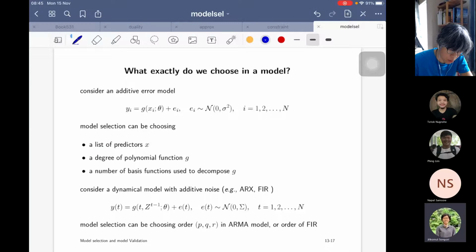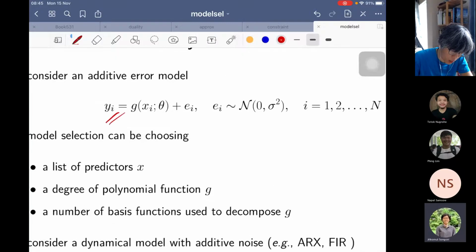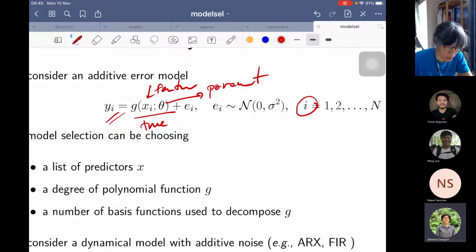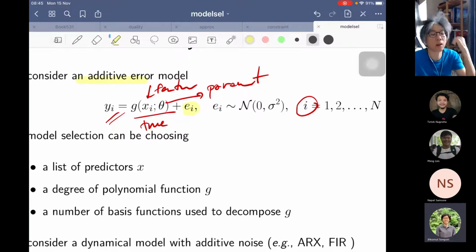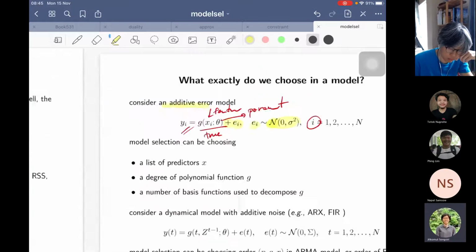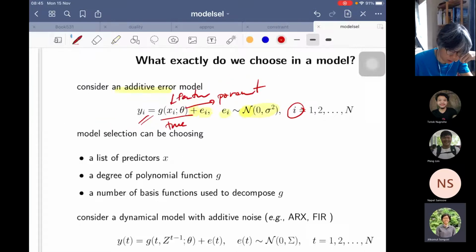Suppose you have an additive error model. Your y_i, where i is a sample index, is the true representation between x and y. x is the feature, the predictor, and theta is a model parameter. This is called an additive error model because the error corrupts your representation in an additive way, plus error. I assume the error to be a random variable. It doesn't have to be normal, but I just put some example here.